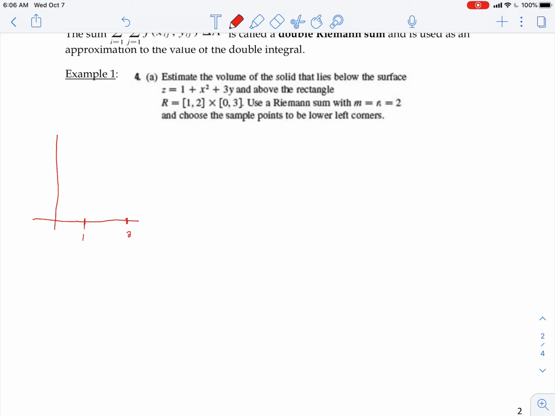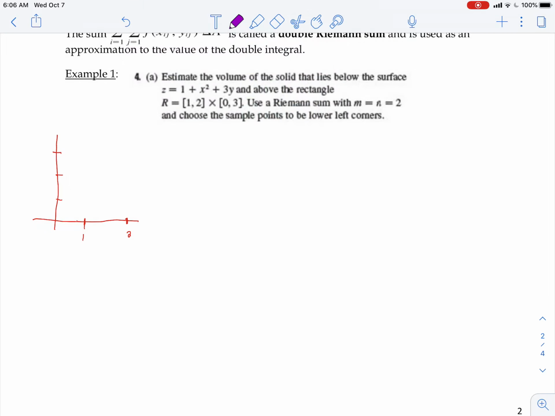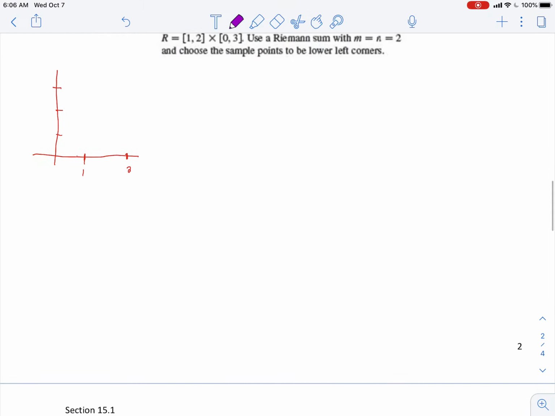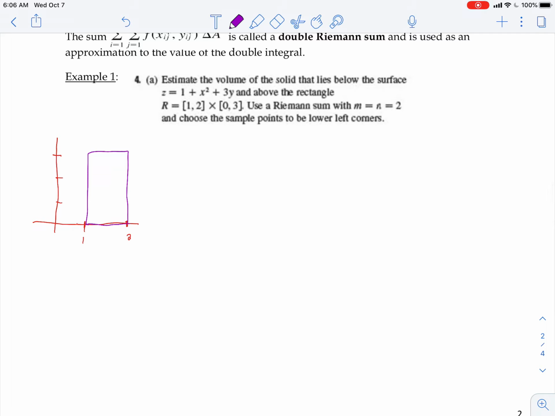So there's 1, there's 2. And for y, we're going from 0 to 3. And so here's our shape. So here's the rectangle that we're going to use to find the area, to find the volume underneath our surface. Right? And our surface is defined by z equals 1 plus x squared plus 3y.